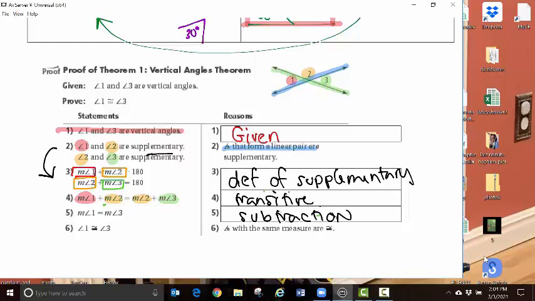Step 4 is transitive. We skip the middle, so that if you have the same haircut as your friend and your friend has the same haircut as a monkey, you can skip your friend and say you have the haircut of a monkey. Subtract the measure of angle 2 from both sides, so the measure of angle 1 equals the measure of angle 3, and we're almost there. If they are the same size, then they must be congruent.